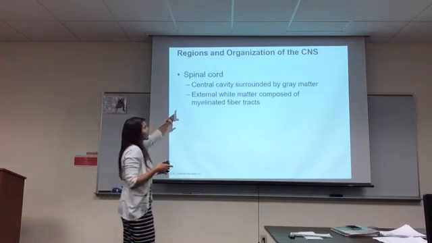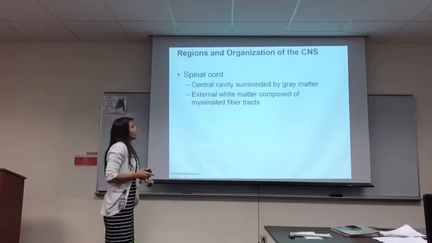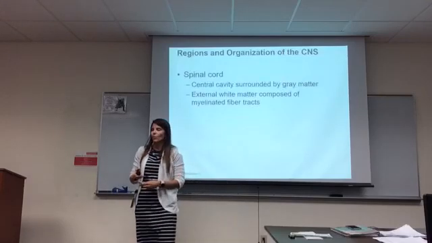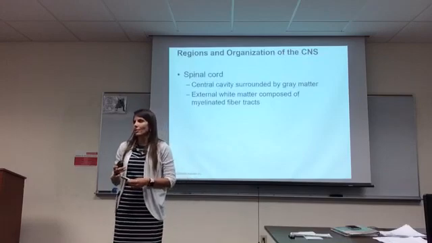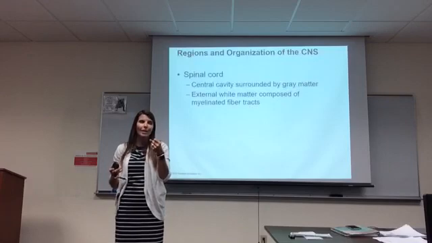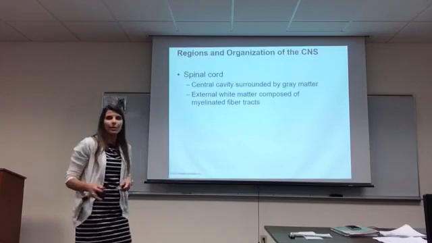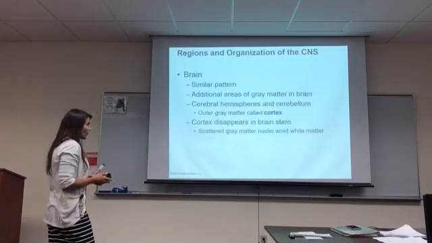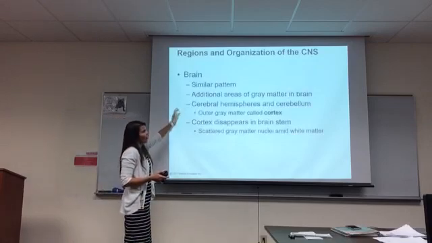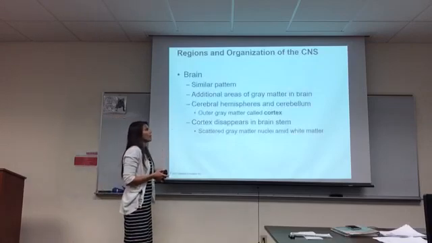Okay, and so it mentions that the external is white, and it uses the term tract. What am I talking about? Tract. In the central nervous system, it's a bunch of axons together. That's a tract. The brain, again, has a similar pattern, but we have the gray matter on the outside, the white matter on the inside.